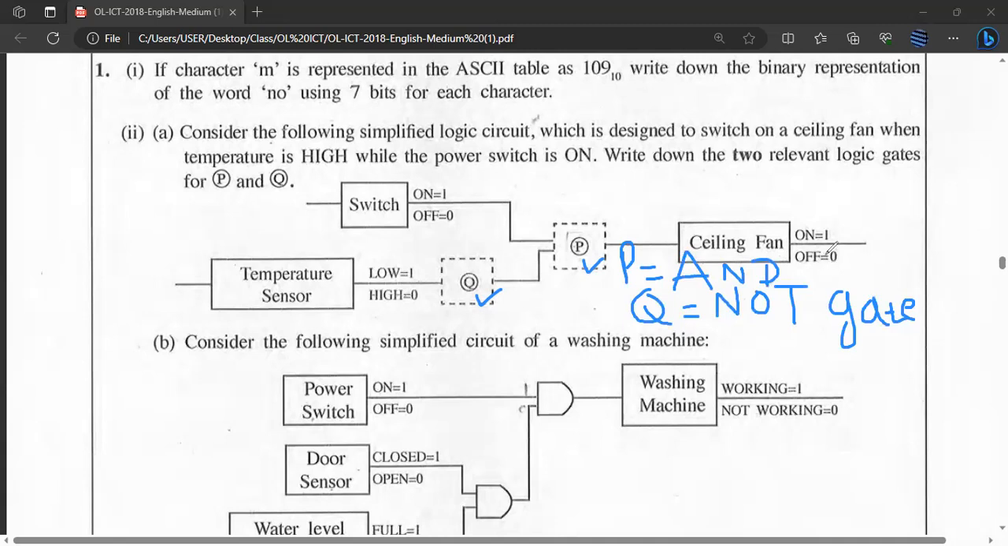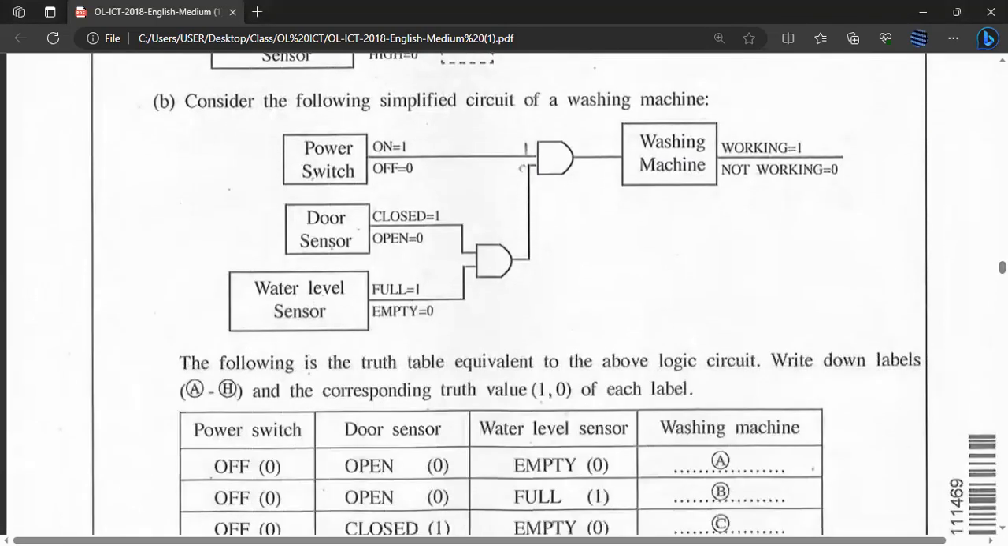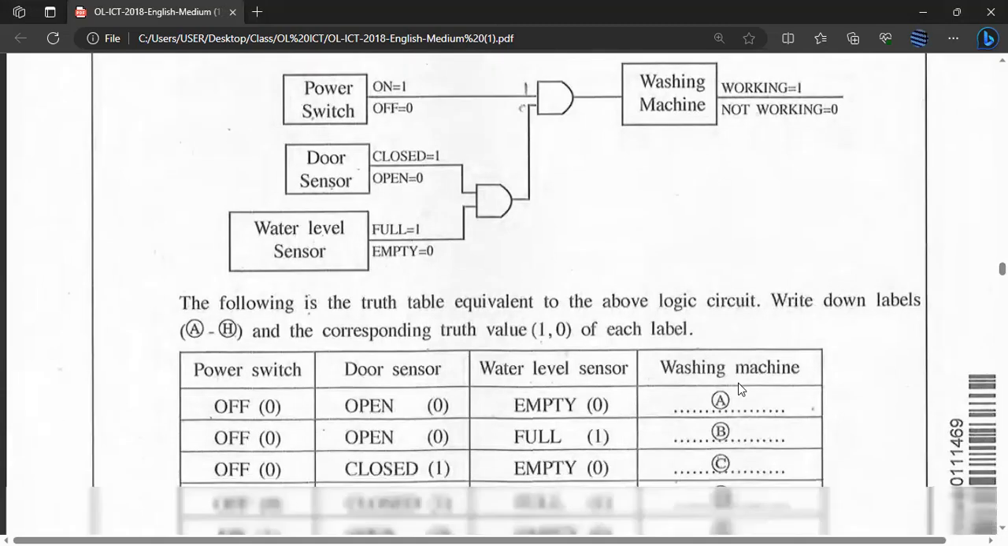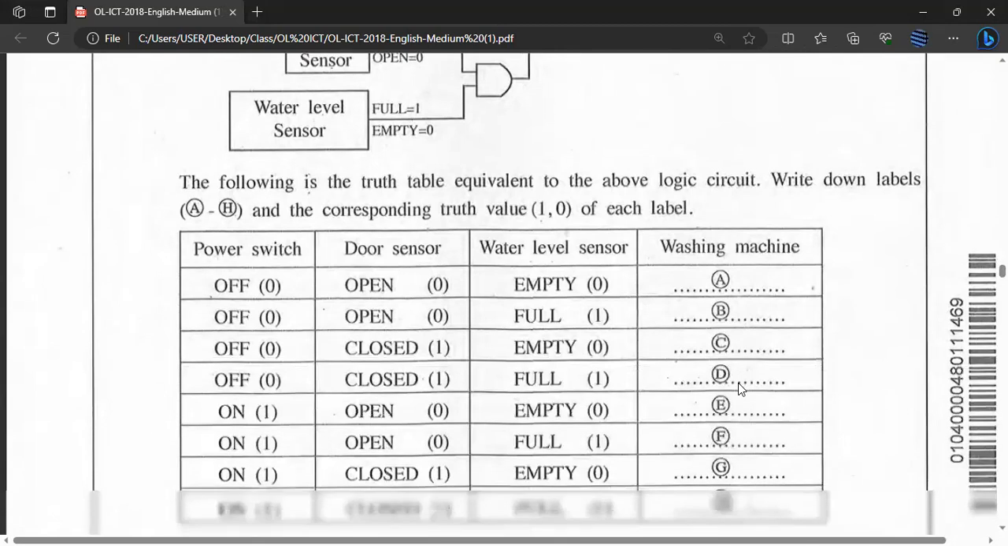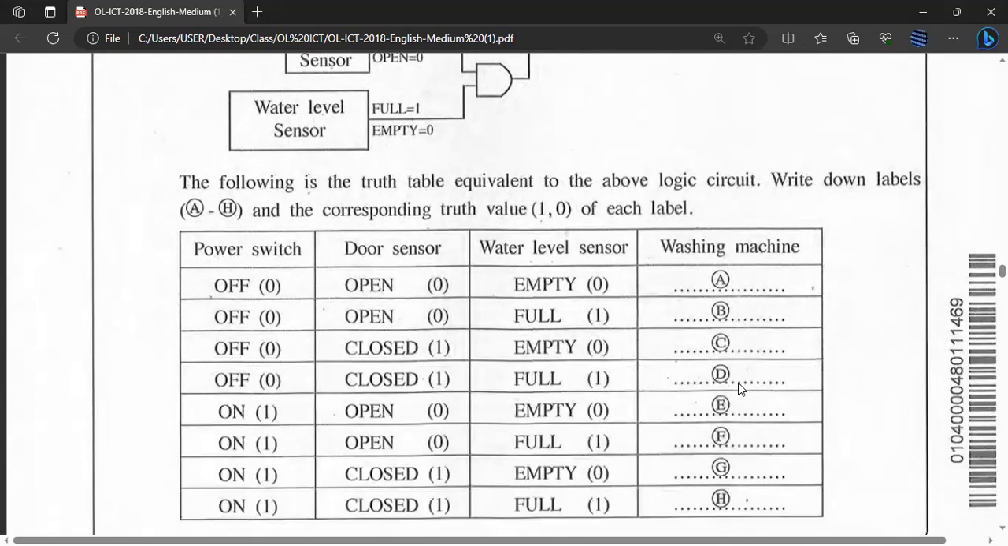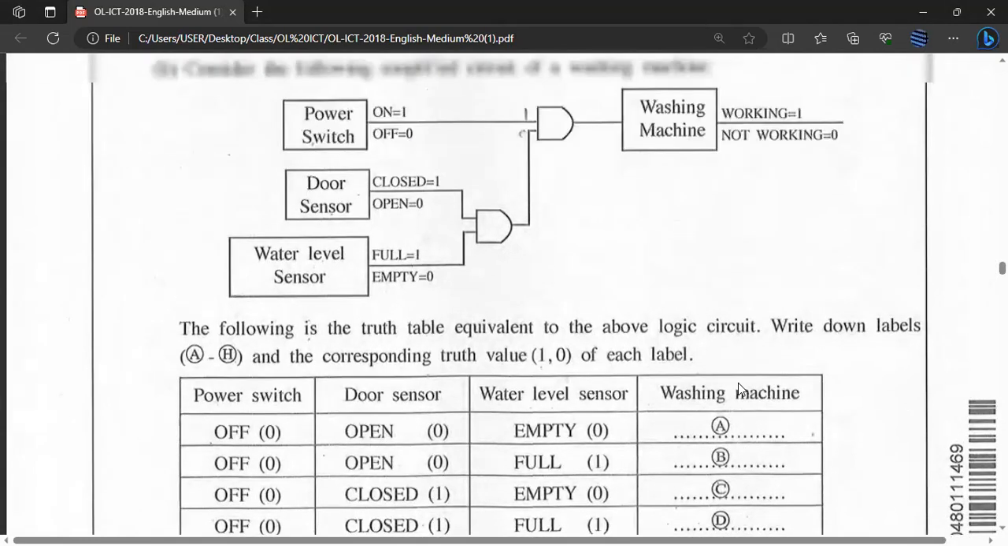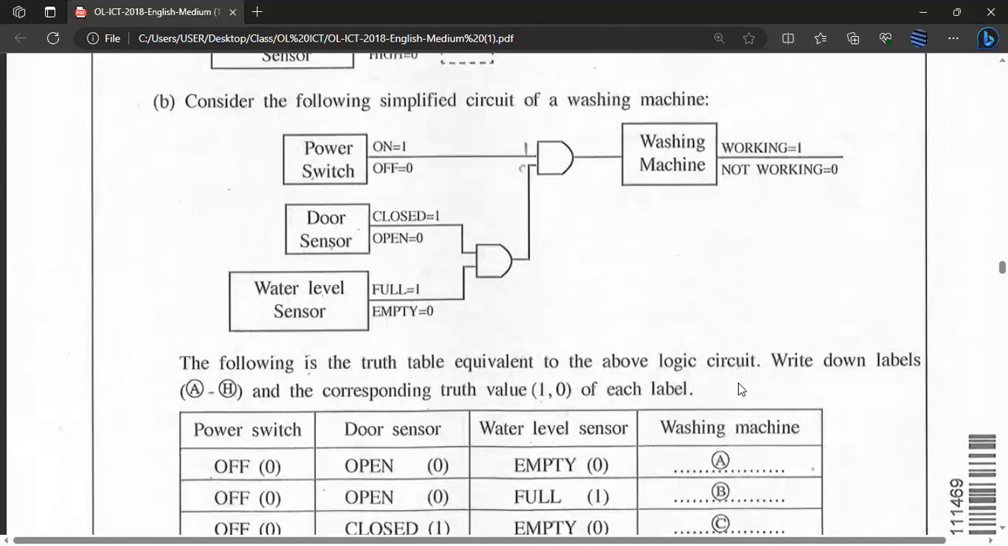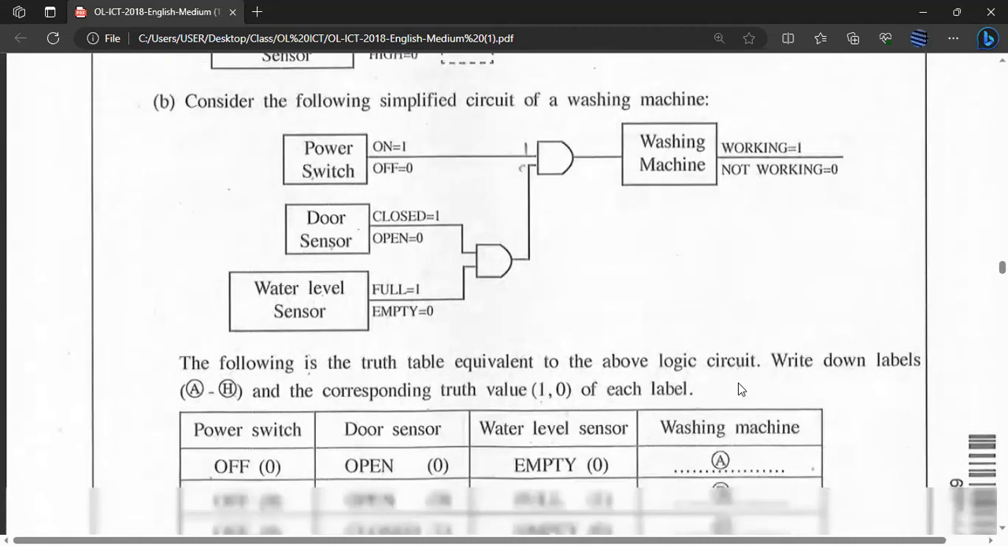Moving on to the next question. Consider the following simplified circuit of a washing machine. So they have given the simplified circuit of a washing machine, and the following is the truth table equivalent to the above logic circuit. Write down labels A to H and the corresponding truth values 1, 0 of each label, guys. They have given you the power switch, a door sensor, a water level sensor, and the washing machine, whether it's working or not working.